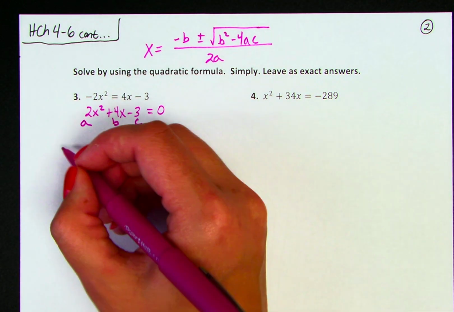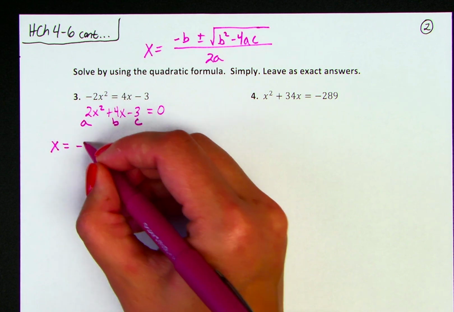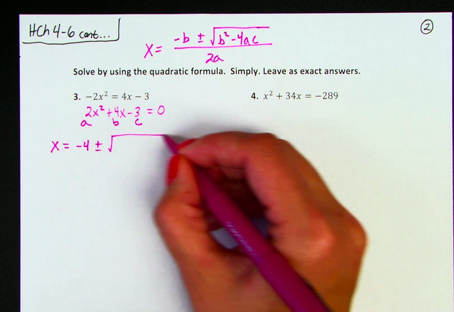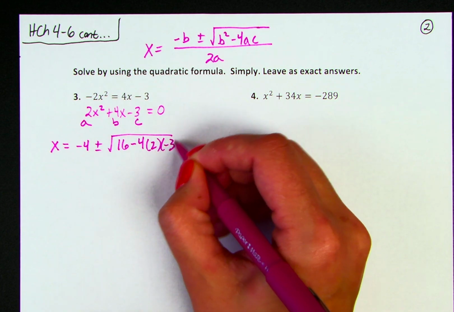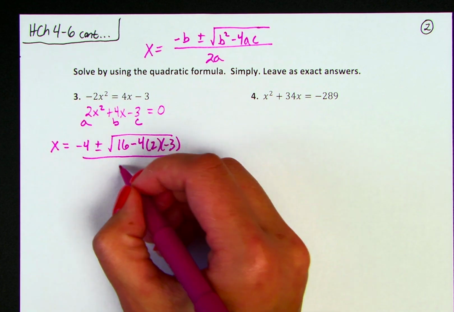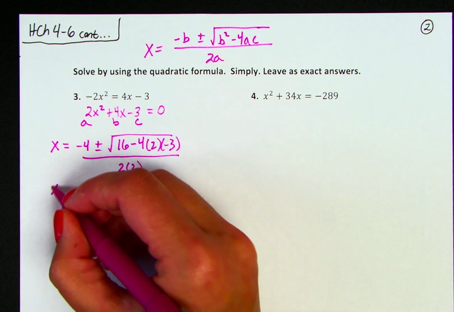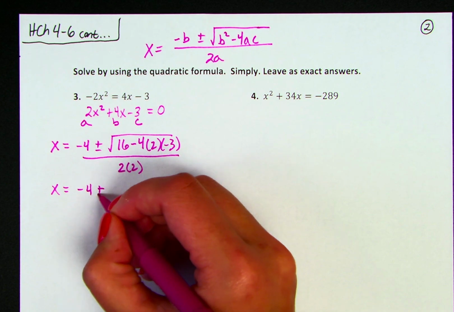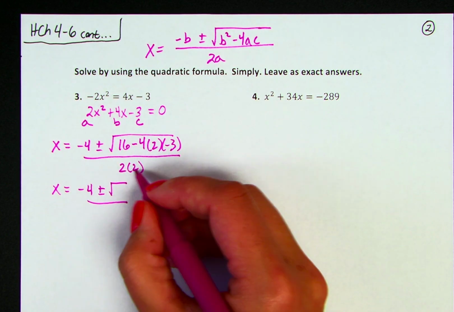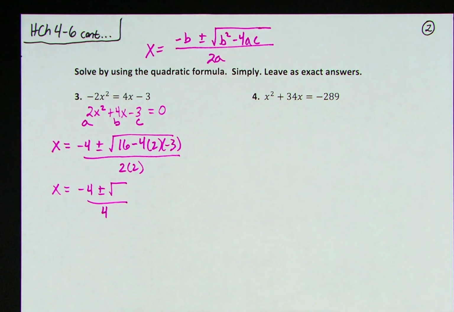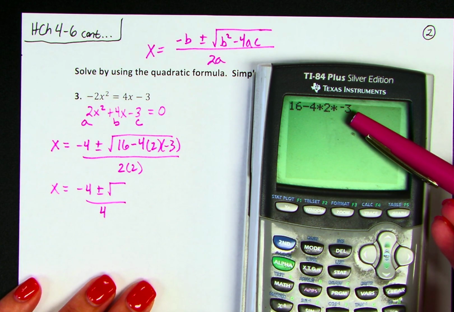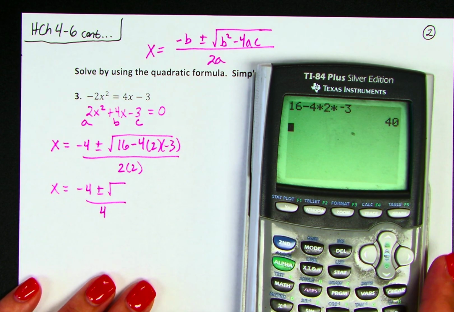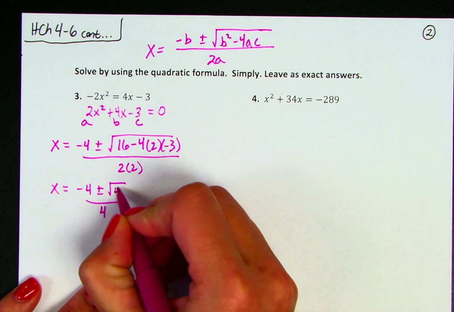Okay. So plugging into my formula, x equals negative 4 plus and minus the square root of 16 minus 4 times 2 times negative 3, all over 2 times 2. We will need to simplify what's underneath our radical, and then 2 times 2 is 4. So 16 minus 4 times 2 times negative 3. Again, make sure we're using the negative key for that. So this will be 40.